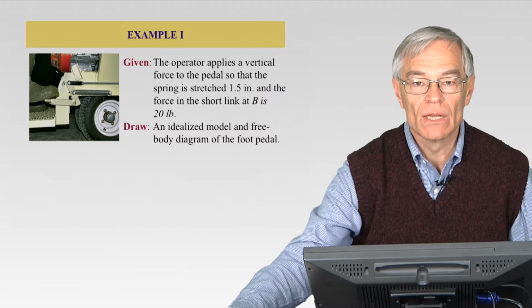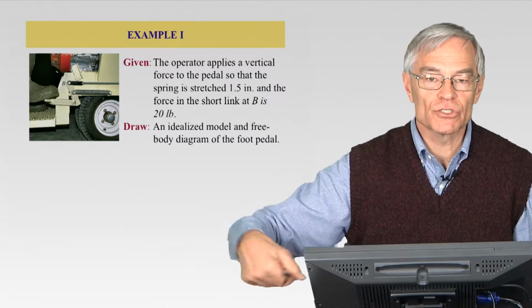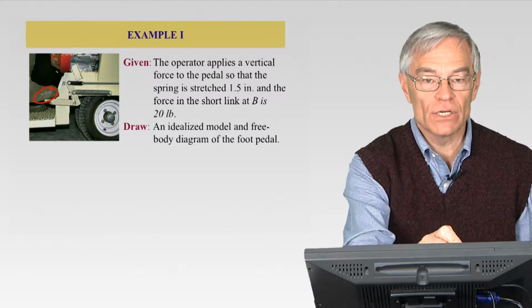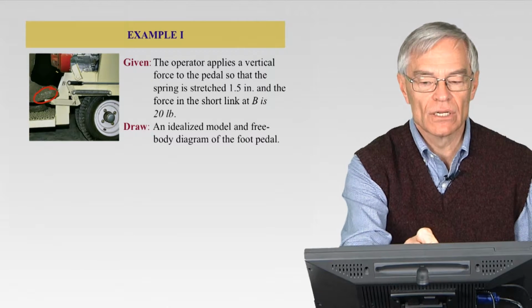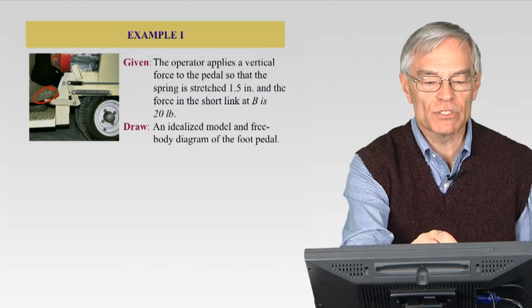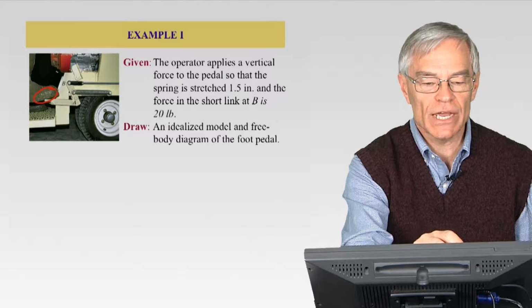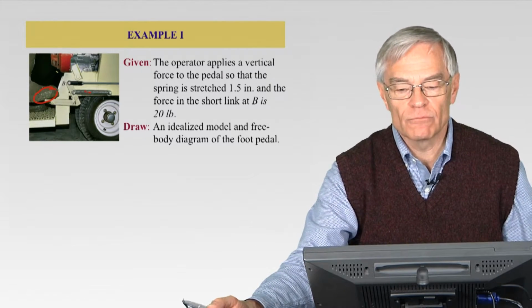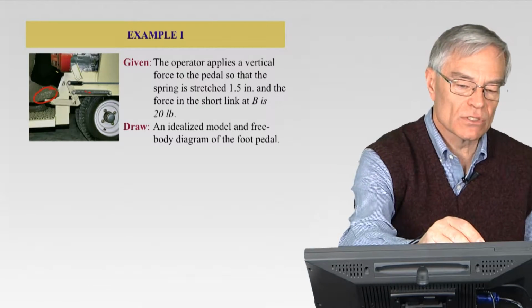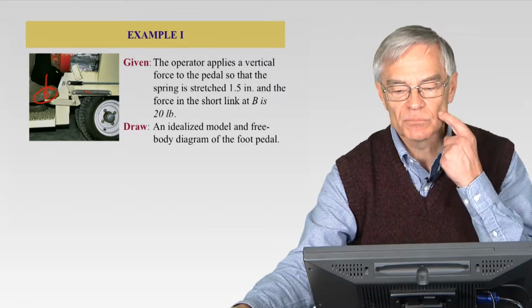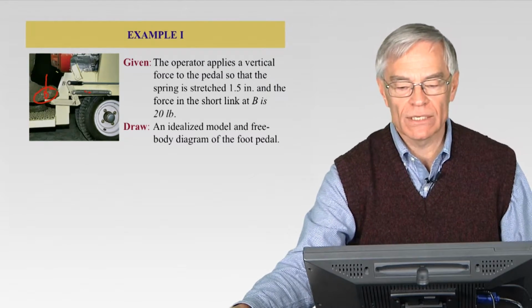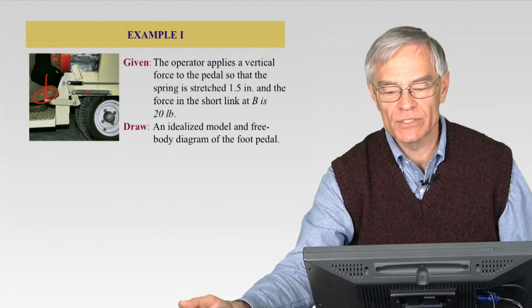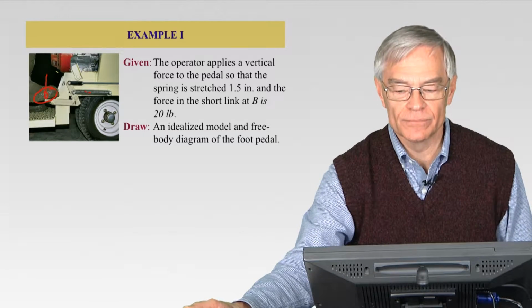So an example. Now, again, this is a picture on the screen. Hopefully you'll be able to see it, but there's basically a foot here. And that foot is putting a force down on this linkage, which stretches a spring, pivots around point A basically. There's a cable attached at B and a spring attached here, as you can see. So the operator puts a vertical force on the pedal, the spring stretches, and the short link in A to B is 20 pounds. So draw the idealized model and the free body diagram of the foot pedal.